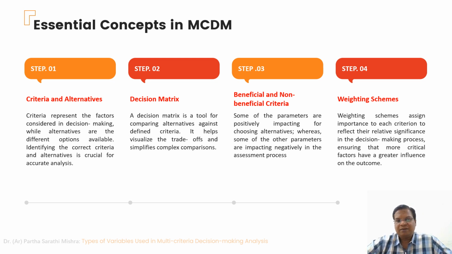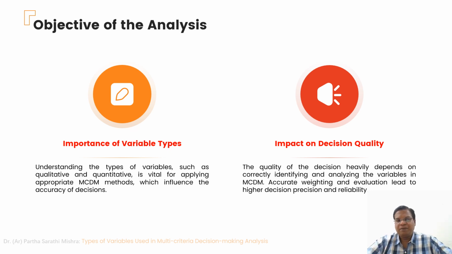So let's see. Next is the objective of the analysis. One of them is the importance of the variable type. Now we have different types of variables. Which type of variable is essential for our evaluation purpose, that we have to see. Understanding the types of variables, such as whether they are qualitative or quantitative, is vital for applying appropriate MCDM methods. We have different types of MCDM methods. Which MCDM method is more applicable for which kind of data, whether it is qualitative data or quantitative data, influences the accuracy of the decisions.